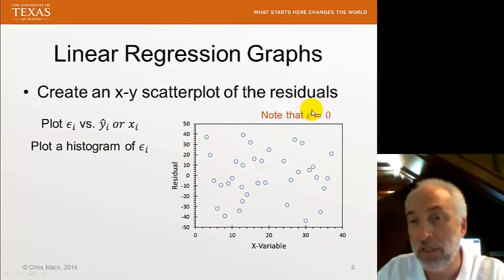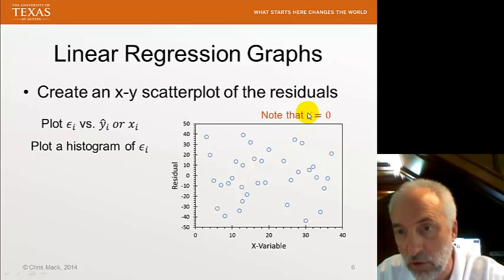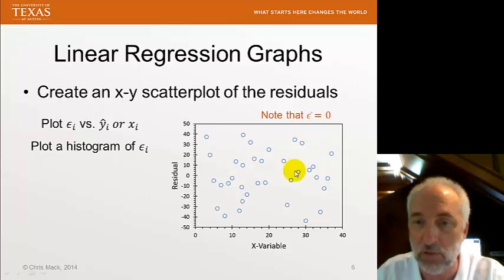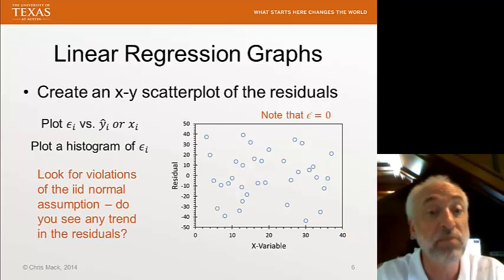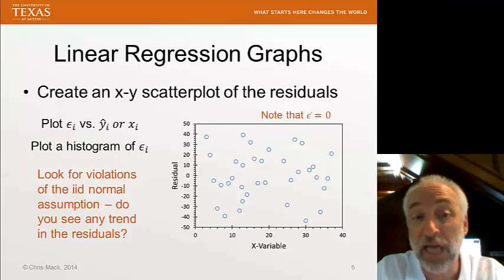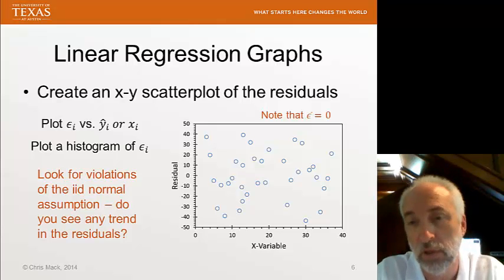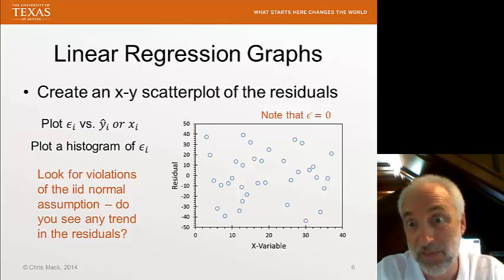Now we know that the mean value, my little bar over the E didn't quite show up on the screen here as perfectly as we would like, but the mean value of all the residuals is 0, and we see that here. If I draw a line across at 0, about half above, half below. But what we're going to look for is violations of the IID normal assumption. Do you see trends in the residuals? If I see a trend that looks linear, that means I didn't do a very good job. I must have made some mistake in my best fit.